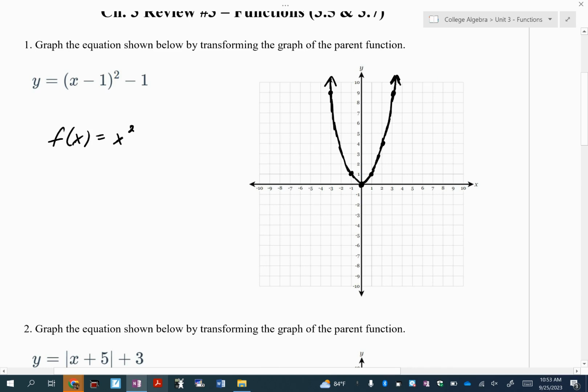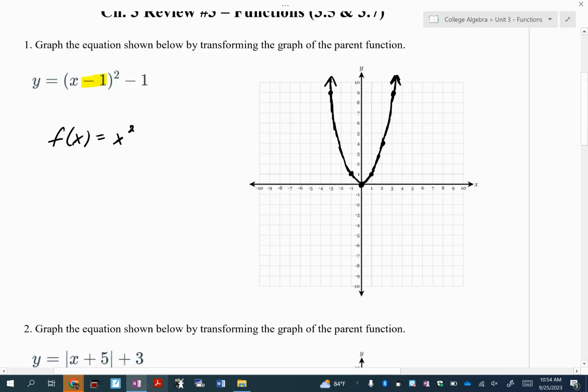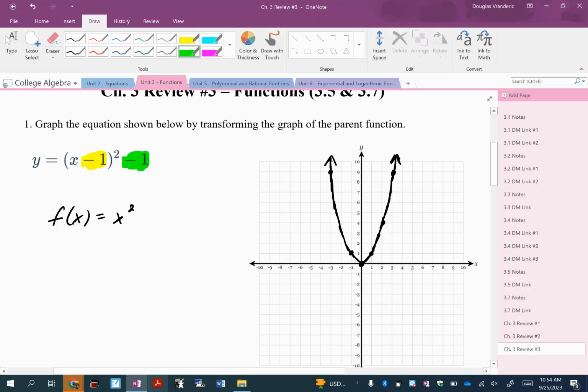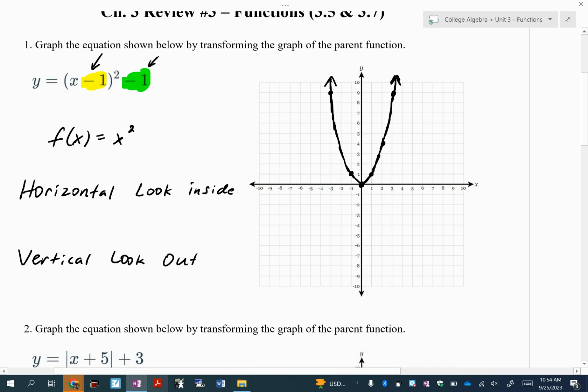So now, when I look at how it's being shifted, you'll notice inside the parentheses, you have -1, and then outside the parentheses, you have -1. Now, the way you want to remember this is that inside the parentheses, that's going to be our horizontal shift. So horizontal, you're looking inside. Vertical is going to happen outside the parentheses, so you look outside.